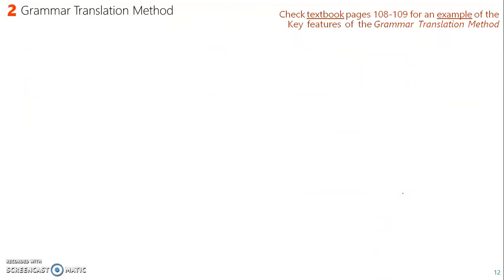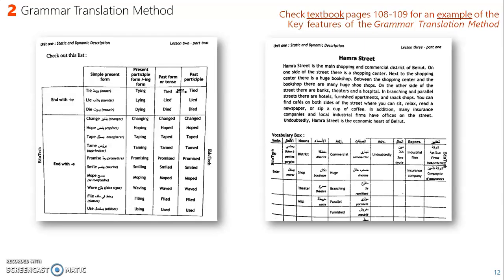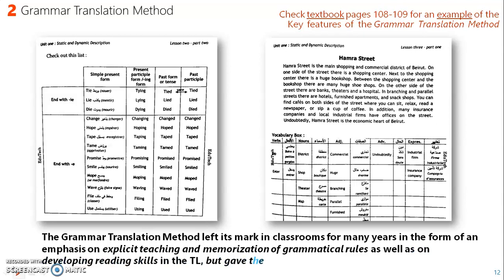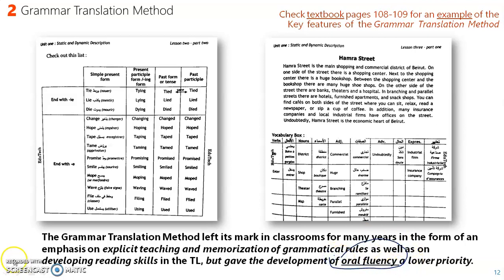Please check textbook pages 108-109 for an example of key features that are present in a grammar translation method book. You can see here examples of translated texts. Therefore, the grammar translation method, even though it left its mark for hundreds of years, did not focus on oral fluency, and this is one of its weaknesses.